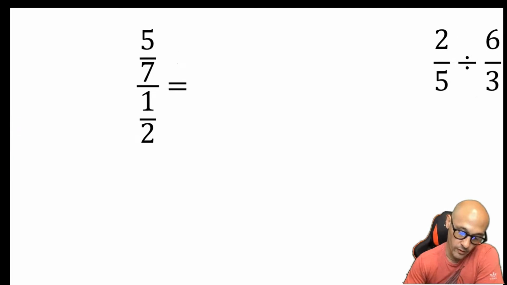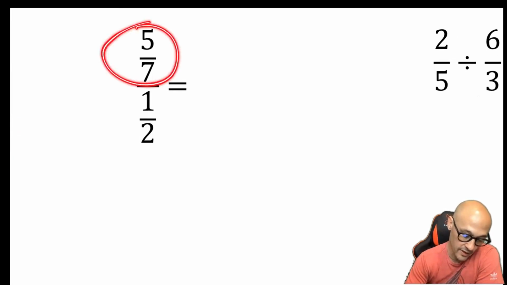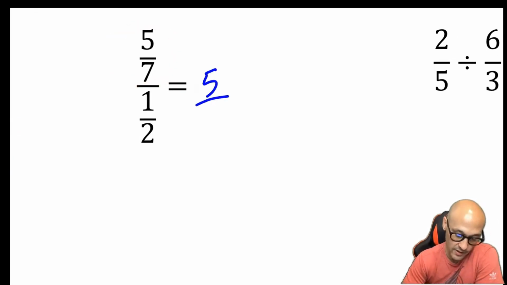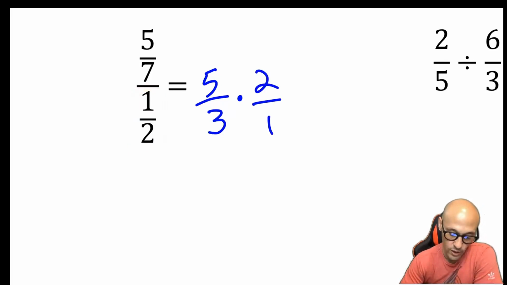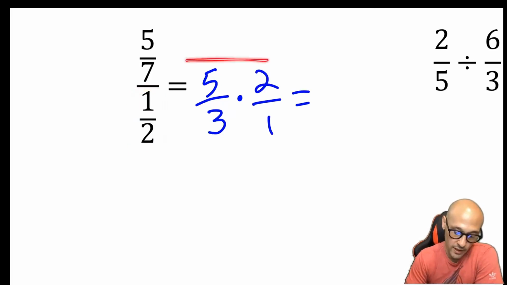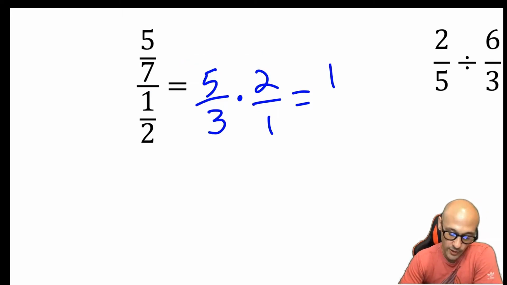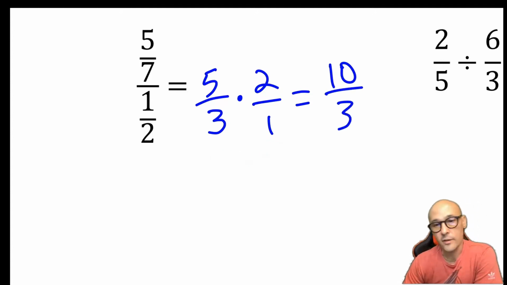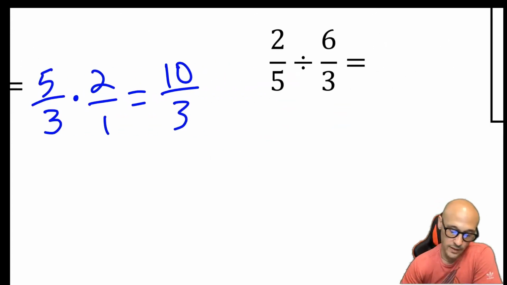Here, we take the dividend, 5/7, change the division to multiplication, and then we take the divisor's reciprocal, 2 over 1. Multiplying across the numerators, we get 10. Multiplying across the denominators, we get 3. And there's our answer. Next example.